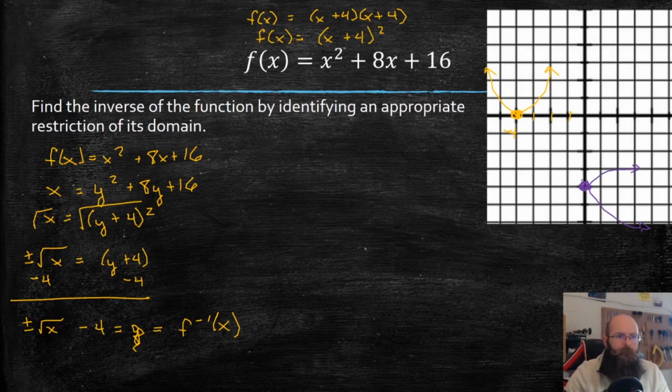Okay. But now, if I look at that inverse, that's not a function. If I draw a vertical line there, I cross it most places in 2 spots. That's not good. I can't have a function like that.